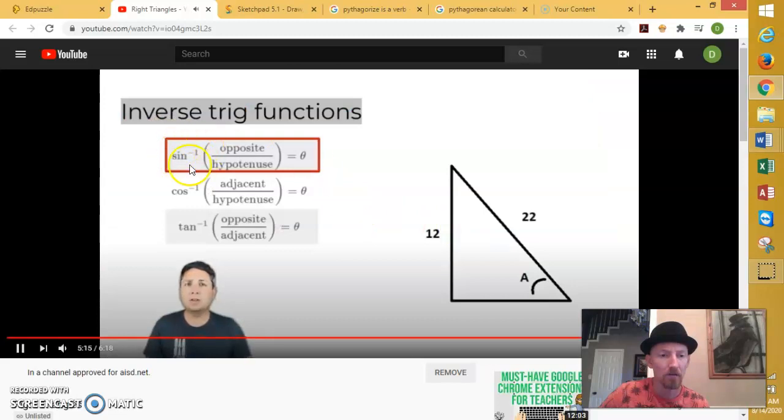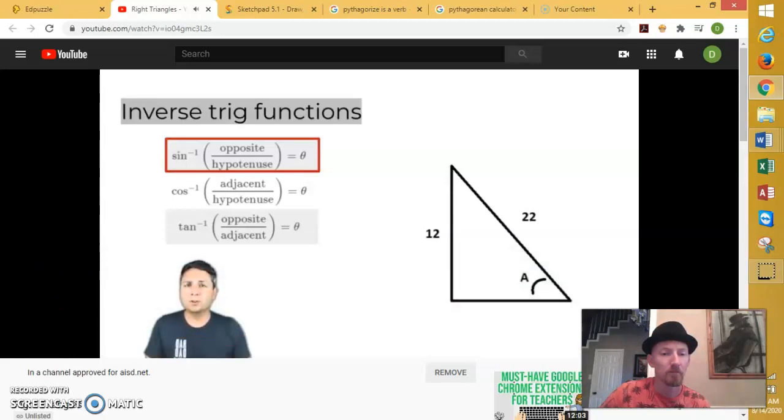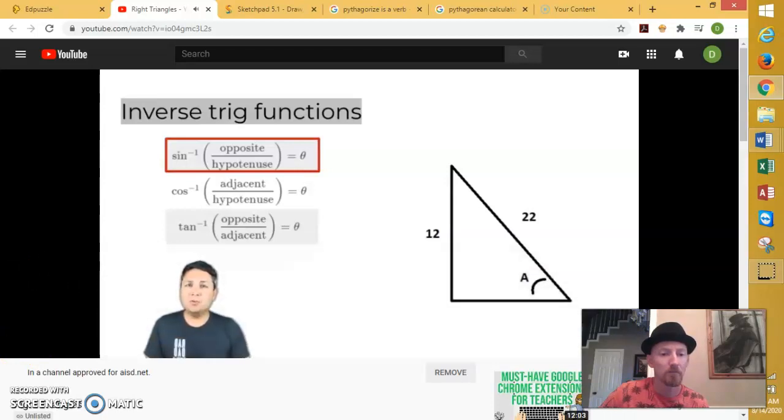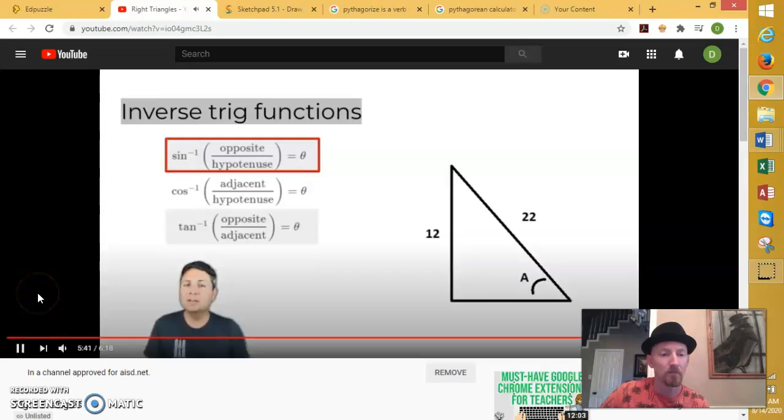In this case, relative to angle A, we know the opposite side and the hypotenuse. Opposite and hypotenuse are associated with sine. So to find angle A, you do the inverse sine of opposite over hypotenuse, 12 divided by 22. In your calculator, you put in 12, divide it by 22, and then do that inverse sine function. So second and sine. On most calculators, your calculator might be different, so play around with it.